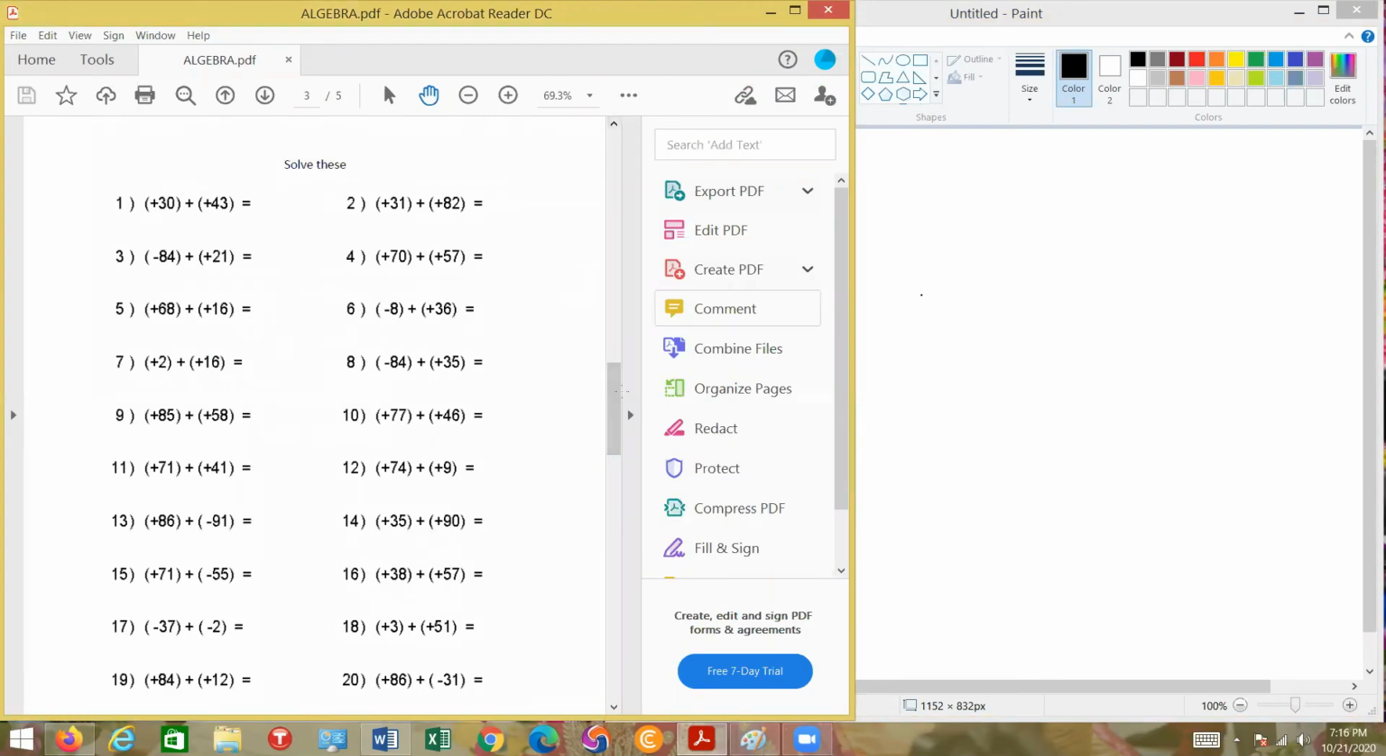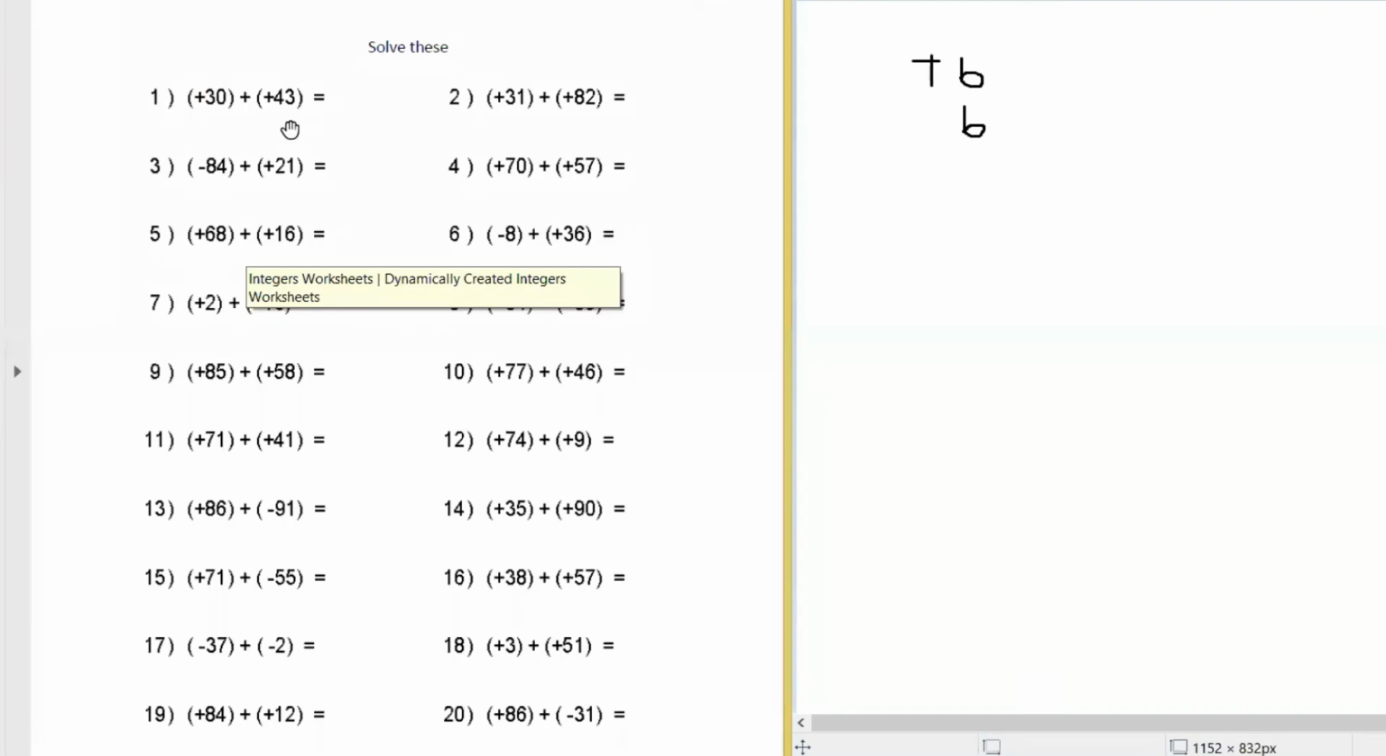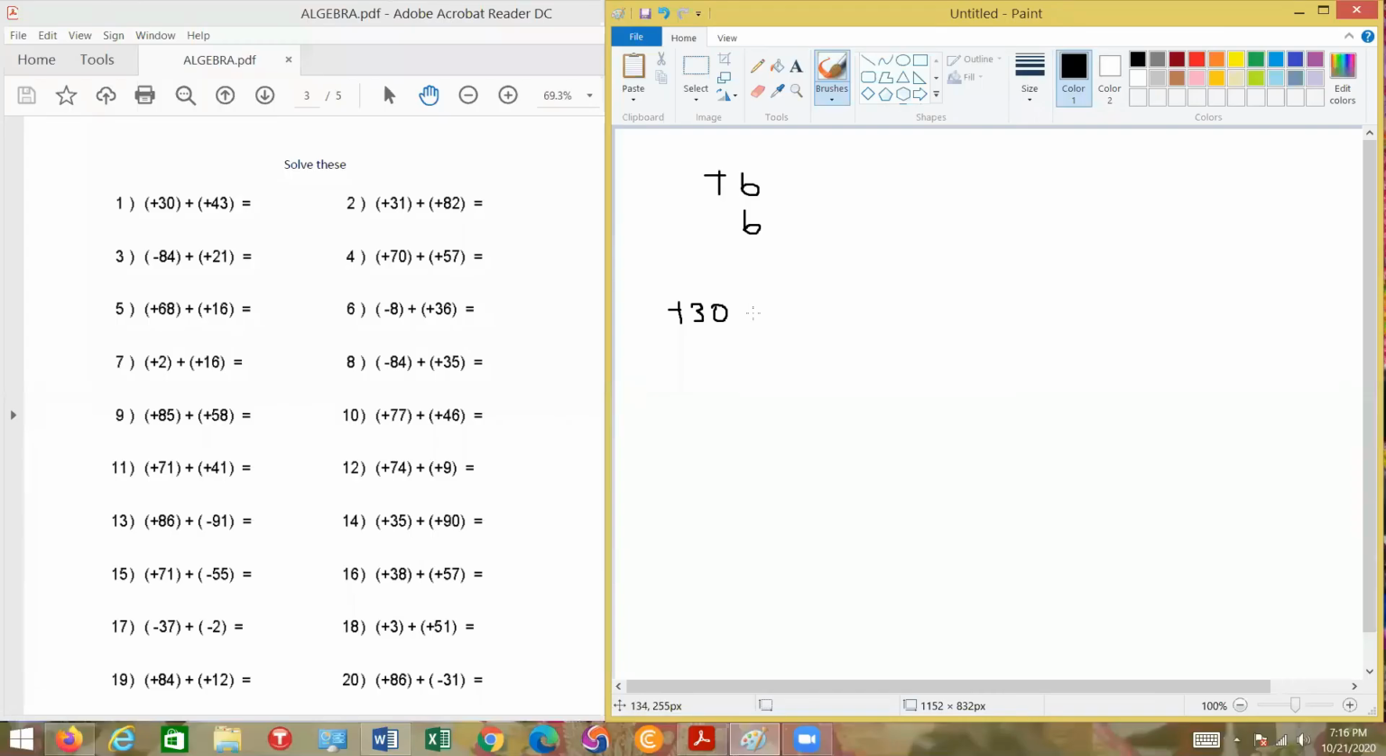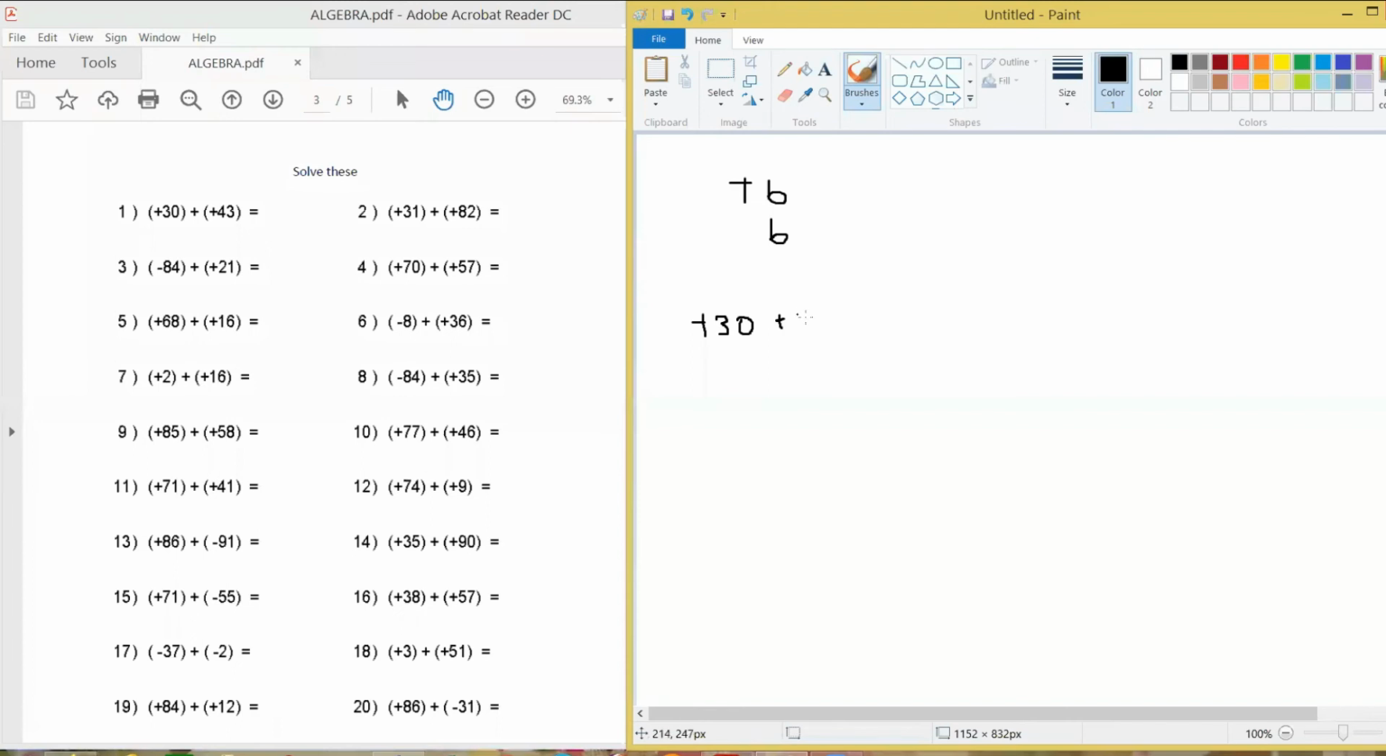Okay, so we're now going to solve these. So number 1, you have 30 plus, open bracket, plus 43. The reason for you to copy that multiplicative rule just now is because I want to work this out where you have positive and positive. I just want you all to have one sign. If you notice, I have my screen here so you all can see what I'm trying to explain.